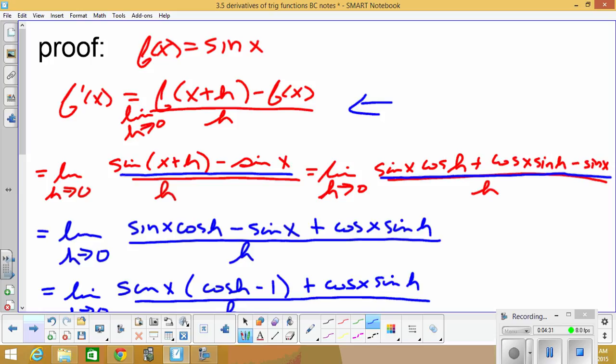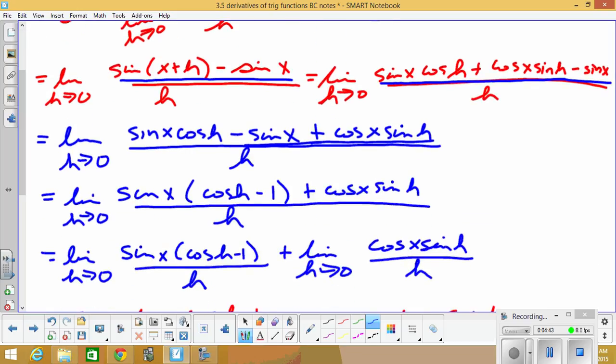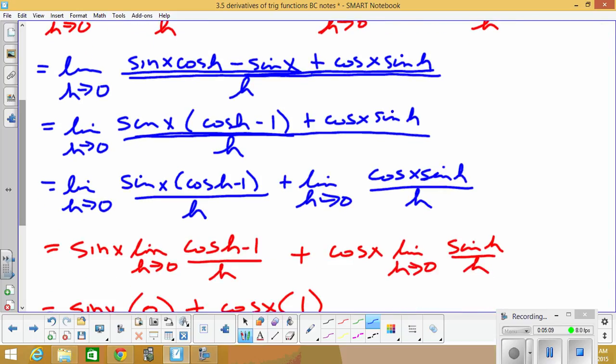From there, I rearranged it. The last two terms, I switched positions, so I have the negative sine x plus the cosine x sine h. And then from the first two terms, I factored out a sine x. So from here, I went to here: sine x times cosine h minus 1. I left this third term alone. But then I noticed that instead of 3 terms in the numerator, I went down to two terms, and I can use our sum of limits rule. And I broke this into two limits.